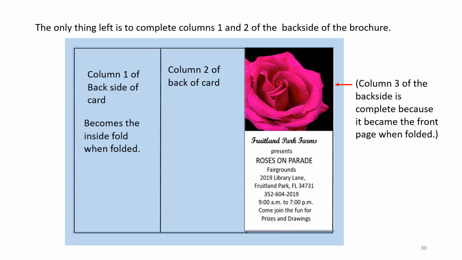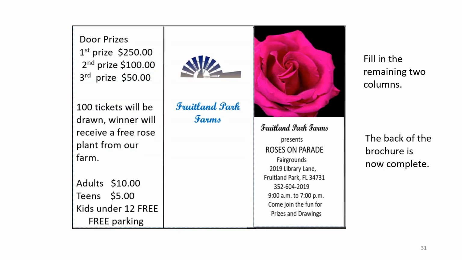The only thing left is to complete columns 1 and 2 of the back side of the brochure. Column 3 of the back side is complete because it became the front page when folded. Fill in the remaining 2 columns. The back of the brochure is now complete.